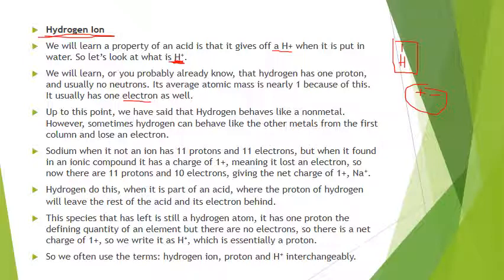So let's look at sodium. What happens with sodium when it loses electrons? Sodium, when it's neutral, has 11 protons and 11 electrons. But when it's found in an ionic compound, it has a 1 plus charge. That means it's lost an electron, so now there are 11 protons and 10 electrons. So the net charge of sodium is 1 plus, and we write that as Na plus. This means it has 11 protons and 10 electrons.